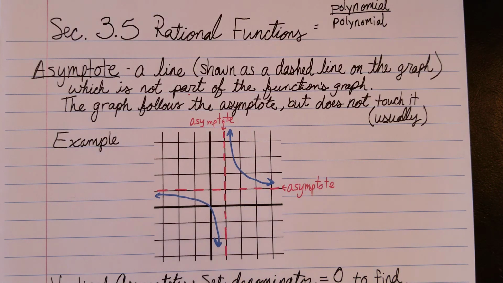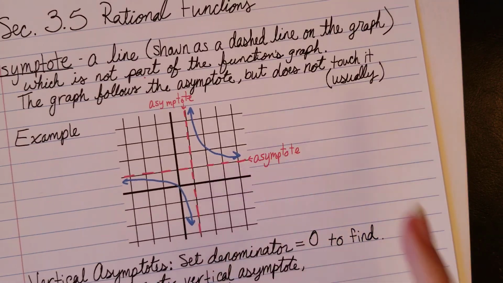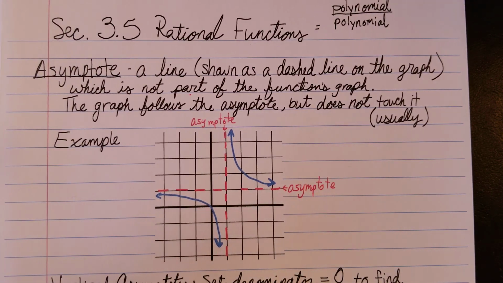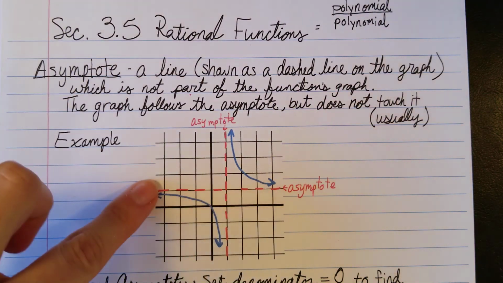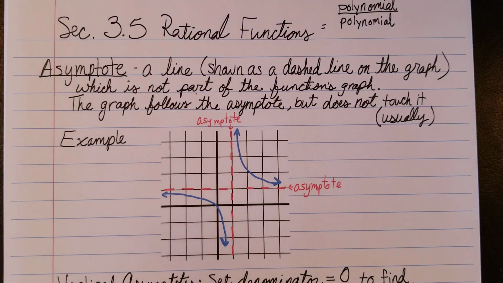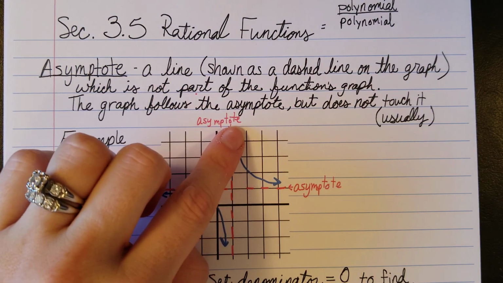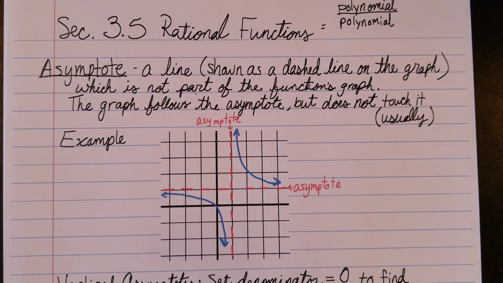Okay, so here's a couple examples. Here's an example of what a common rational graph would look like with a couple of asymptotes. There's a vertical asymptote and a horizontal asymptote. As you can see, the function graph is getting closer and closer to them without actually touching. There are three different types of asymptotes that we're going to talk about: vertical, horizontal, and slanted or oblique asymptotes.